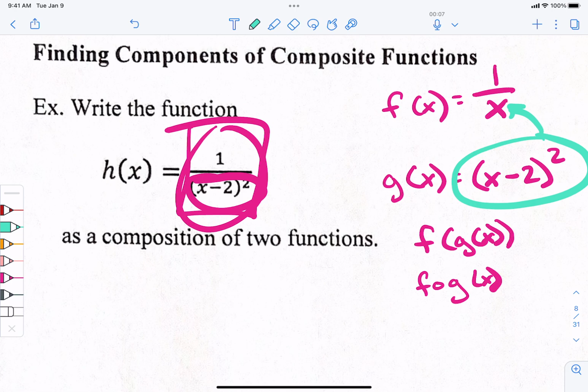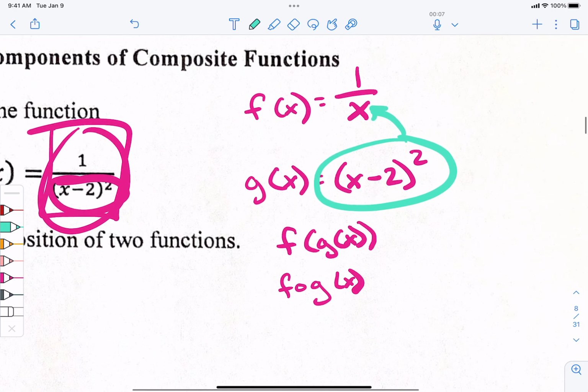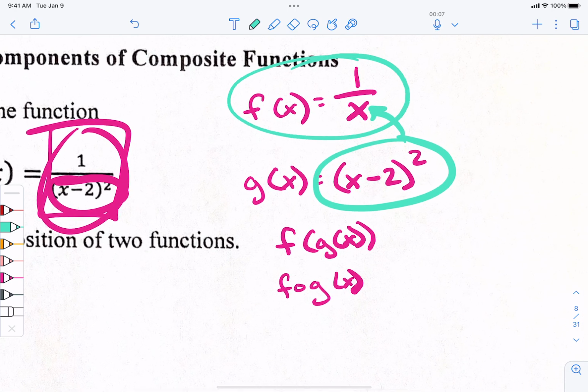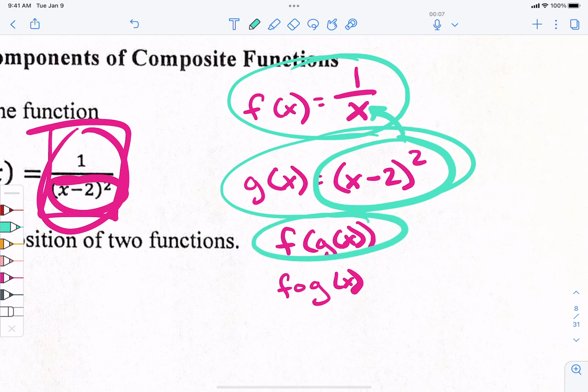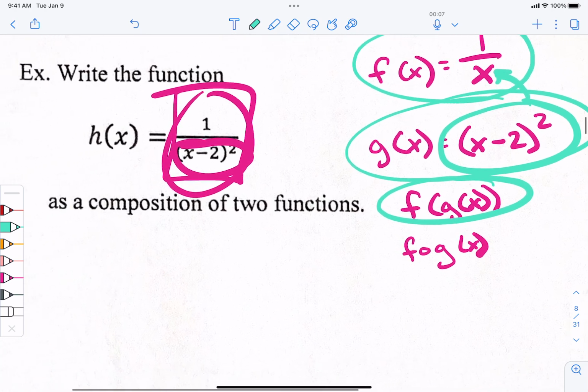It's like dissecting it, right? Finding components of composite functions. So we would define f of x as this guy, we would define g of x as this guy, and say we're doing f composed of g of x to get h of x, right? Now, what else could we do?